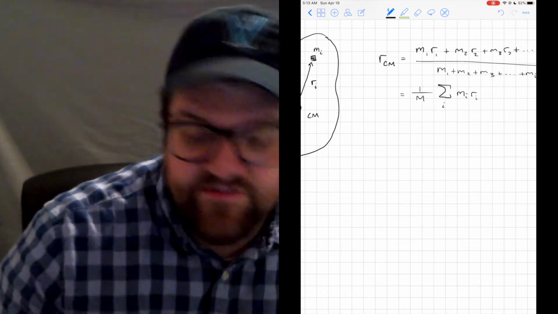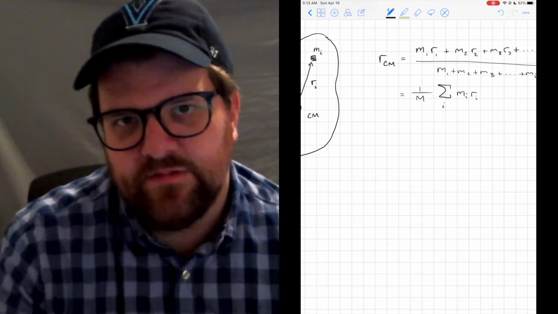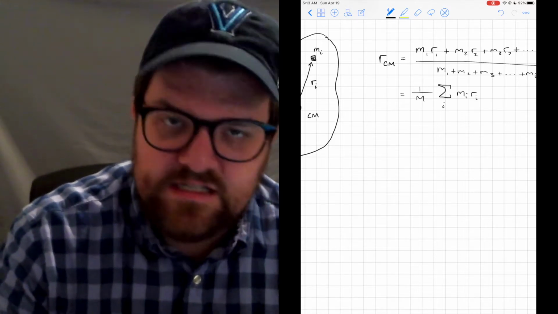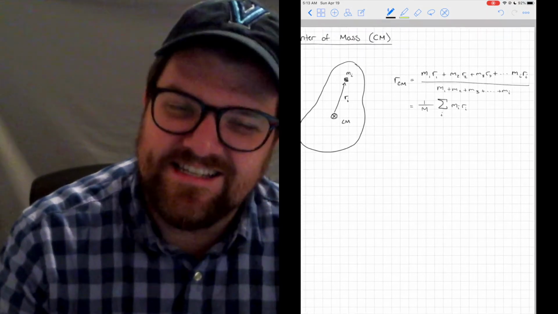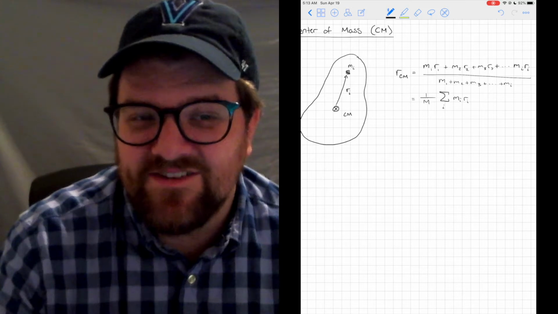Really, again, this is a vector, but I'm not drawing some of these vector hats just because that would be a little tedious. This definition of how to calculate the center of mass is so general that it's almost not really useful.